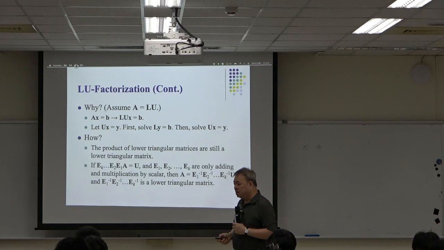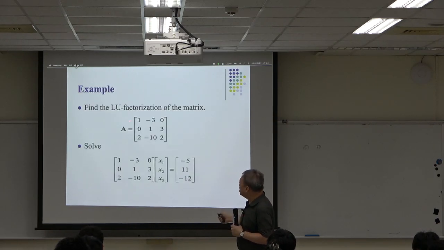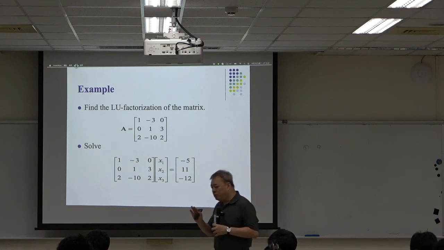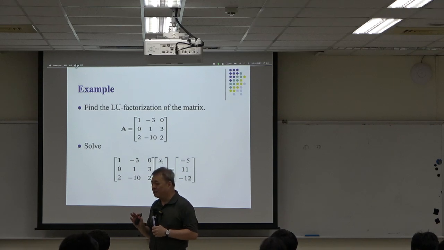Okay. So for example, now you are given a matrix A like this. We want to find the LU factorization. I want to emphasize that this LU factorization is not necessarily unique.